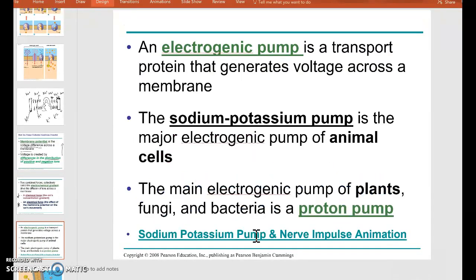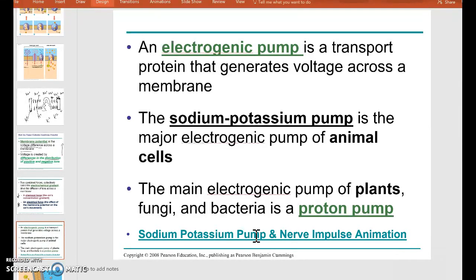So from the standpoint of an animal, probably the most important process following this particular type of active transport is the sodium-potassium pump. Okay, and from the standpoint of plants, they utilize what's called a proton pump, which is literally moving hydrogen ions. So when we look at the thylakoid and we see the accumulation of hydrogen ions that are taking place, that's going to be an example of where we see a proton pump.